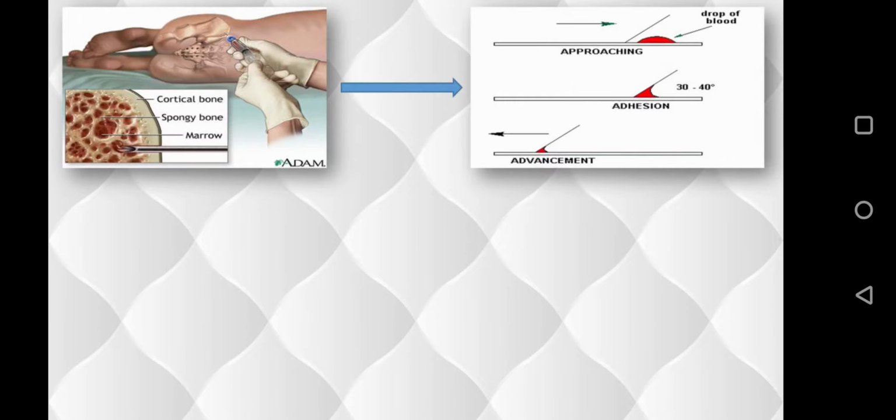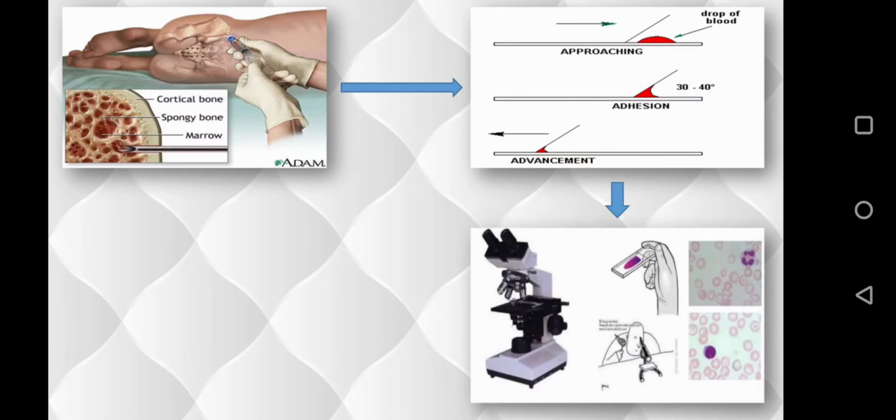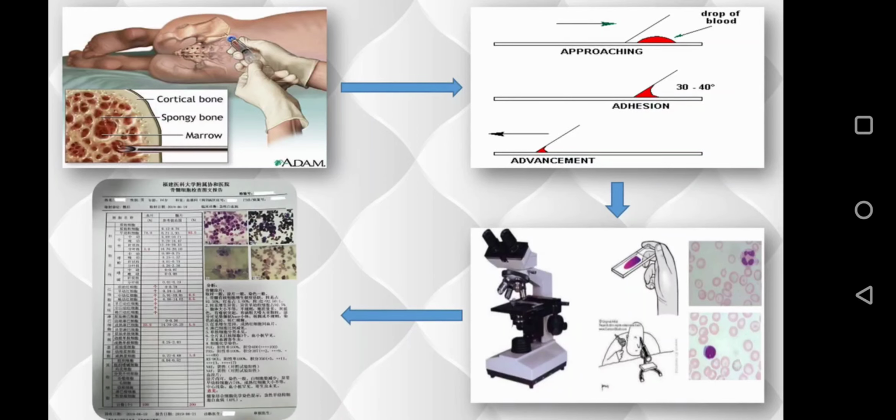Choose the correct location for bone marrow aspiration or biopsy. Traditionally, in adults at the posterior iliac spine and in children at the sternum. Smears can be prepared on slides directly from the remaining contents of the syringe. Choose the appropriate staining, analyze the smear, and write the report for clinical diagnosis.